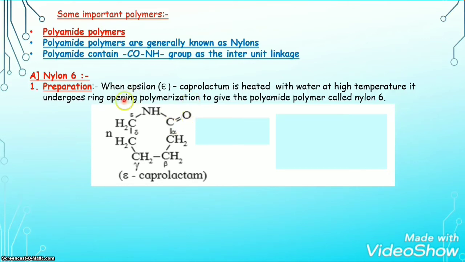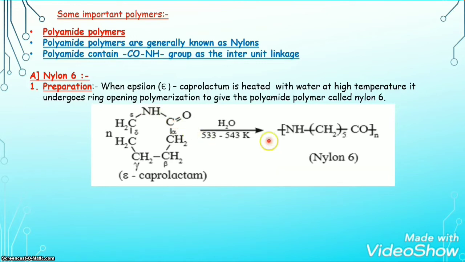When epsilon caprolactam is heated with water at high temperature, that is 533 to 543 Kelvin, it undergoes ring opening polymerization. During this polymerization, the bond between nitrogen and carbon will break and it gives the long polymeric chain of nylon 6, that is NH in bracket, CH2 5 times, dash CO, bracket complete and n.